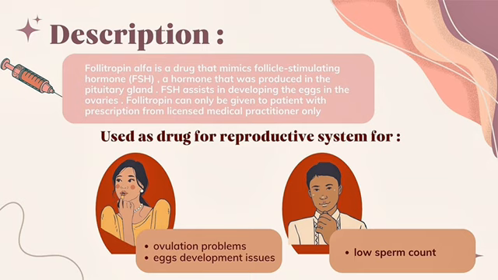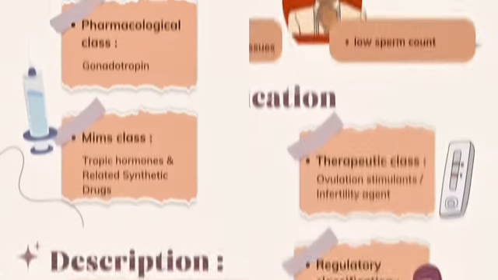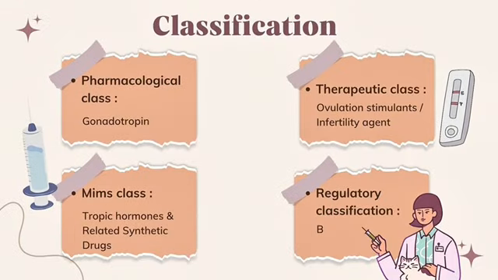It is used to help with reproductive issues such as problems with ovulation, issues with egg development, and even low sperm count in men. Now we'll look into Follitropin classification.